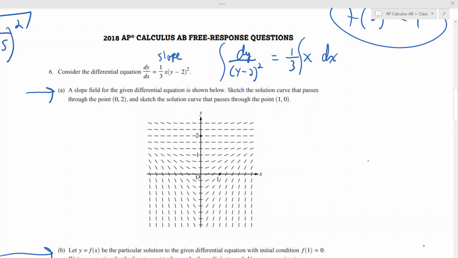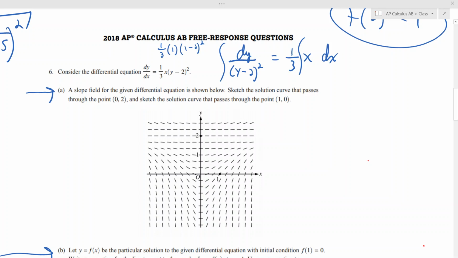But if you know the derivative, you don't necessarily know what points your function goes through, okay? So what you can do is hypothesize what points it might go through. For instance, if y happens to go through the point (1, 1), which is right here, see that? Then the slope of it would be 1/3 times 1 times (1 minus 2) squared, right? Because I plugged in 1 for x, 1 for y. And that boils all the way down to 1/3.